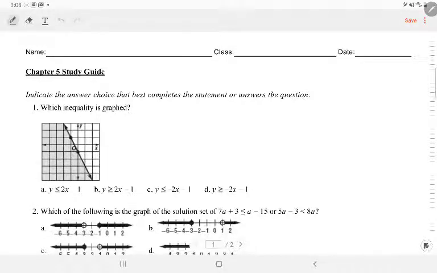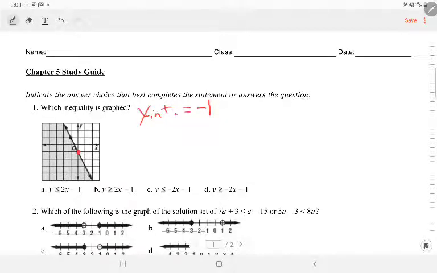Okay, so let's go over the study guide real quick. So number one, which inequality is graphed? Well, I can take a look at this and I can say that the y-intercept equals -1 because this is where it crosses the y-axis.